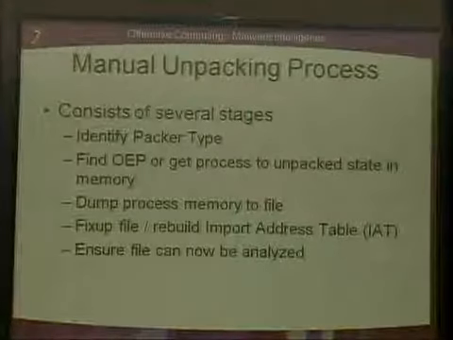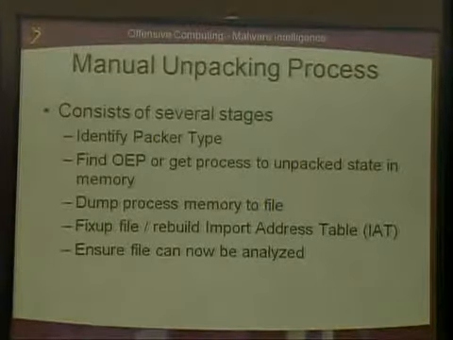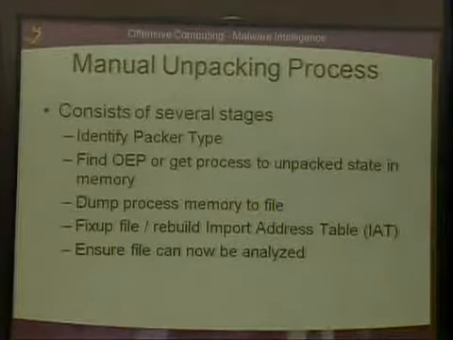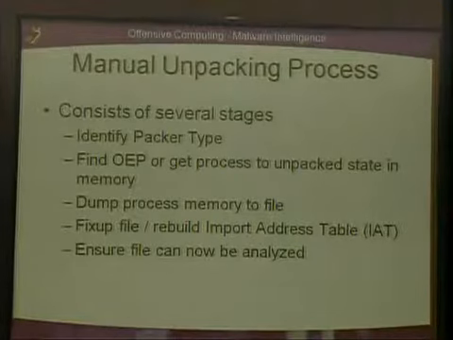What this means is the point in the code where the original program before it was obfuscated is. If you can find this, you're good. The next thing you do once you find the original entry point is dump the process memory to a file. This is a file that you can analyze with IDA or any other disassembly tool.